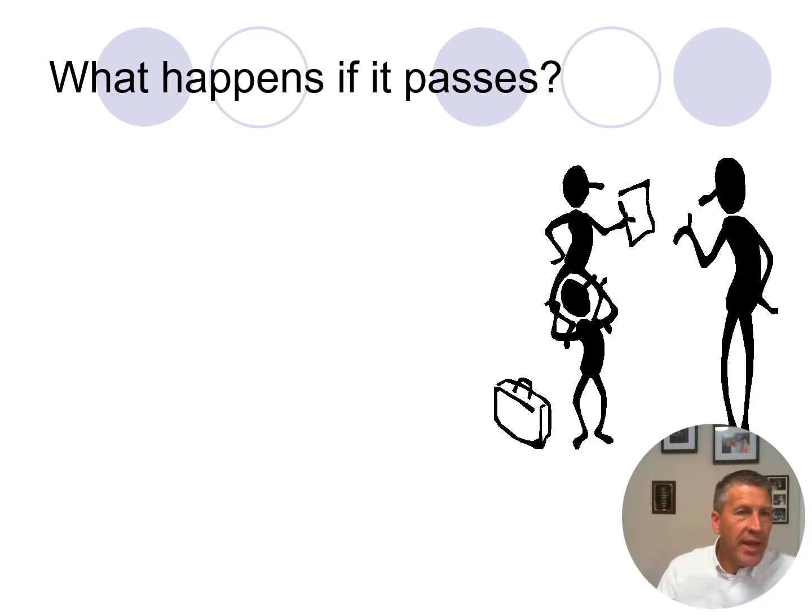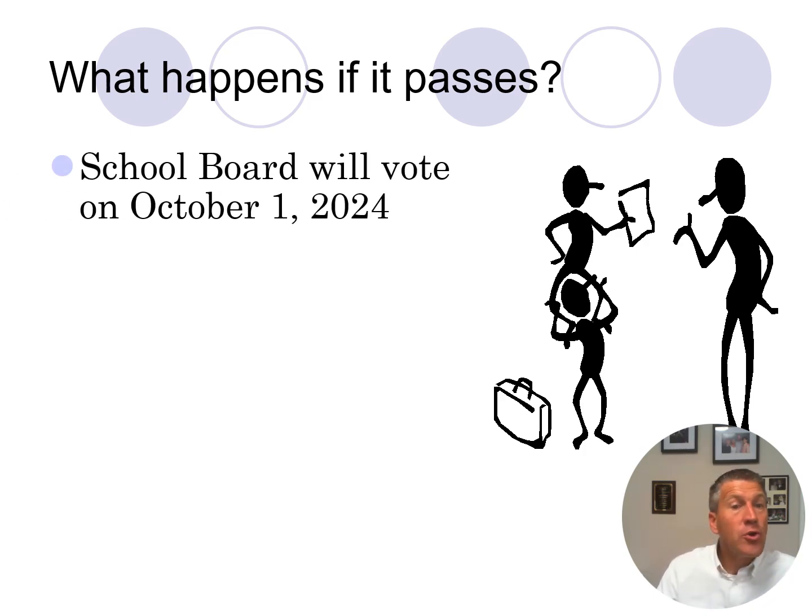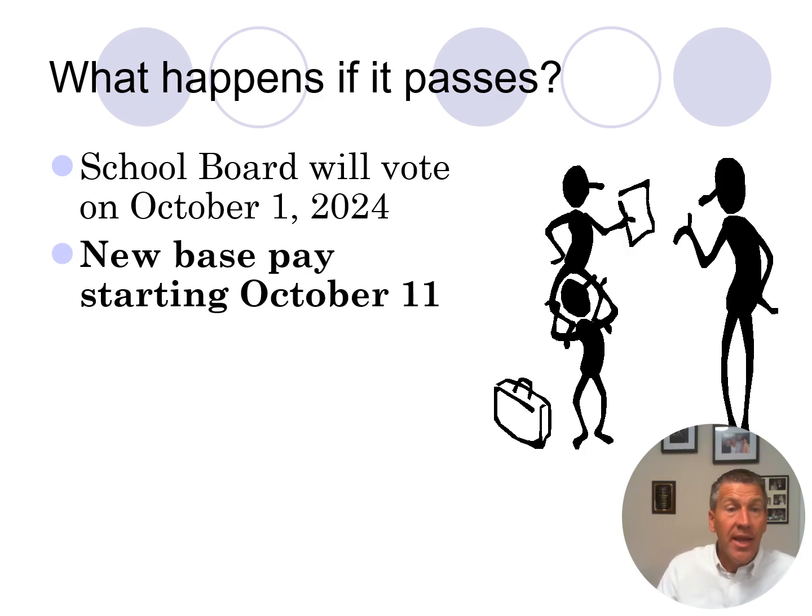Okay, so the voting ends for SRP and instructional employees on September 27th. What happens if it passes? Well, it would then go to the school board for them to vote on it. They're scheduled to vote on October 1st at their regular school board meeting. Assuming they approve of it, employees would then see their new base pay starting October 11th.